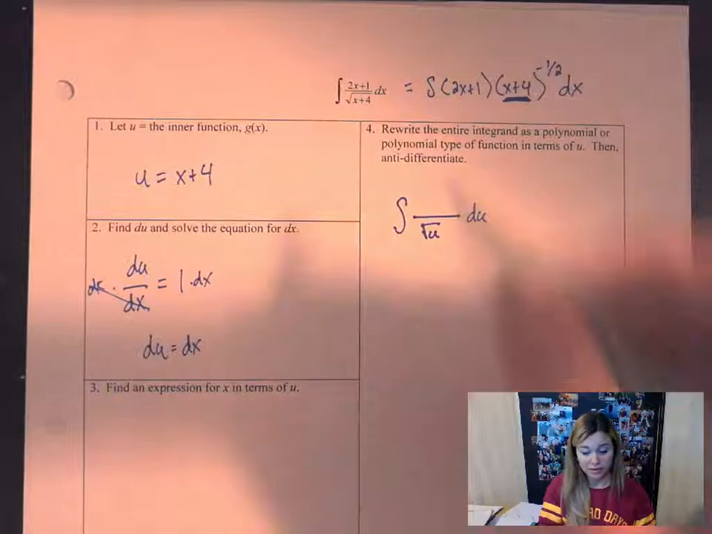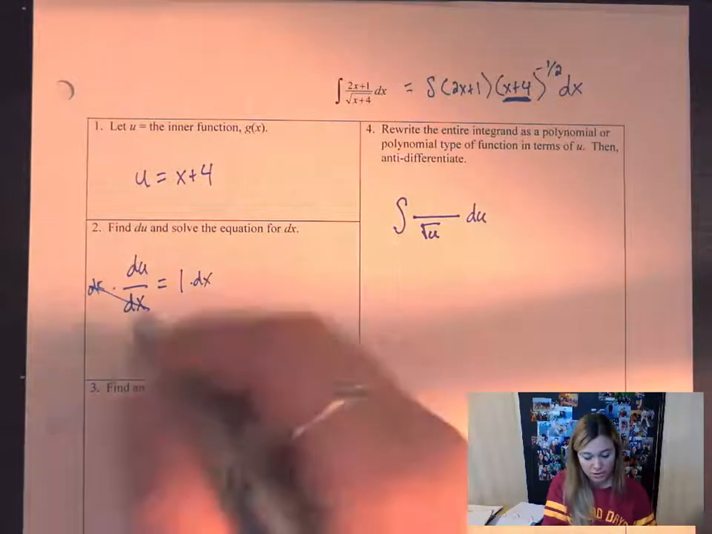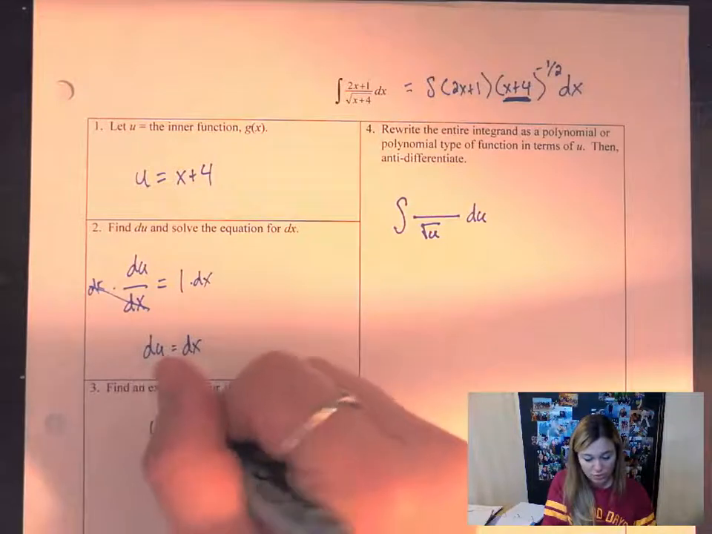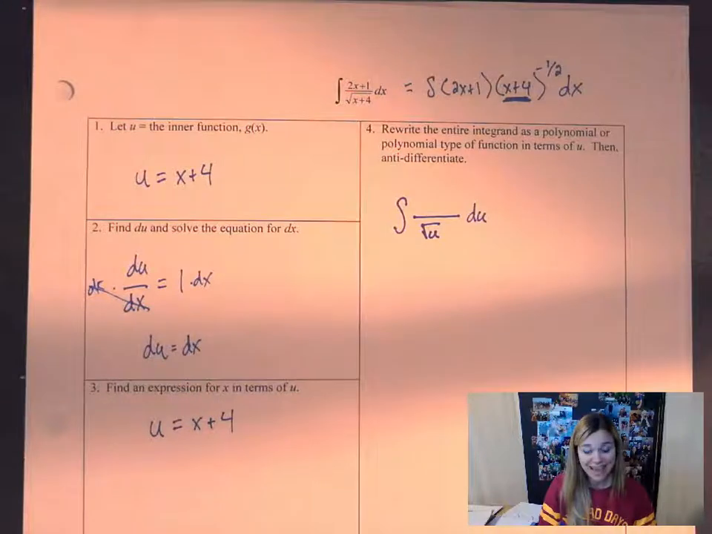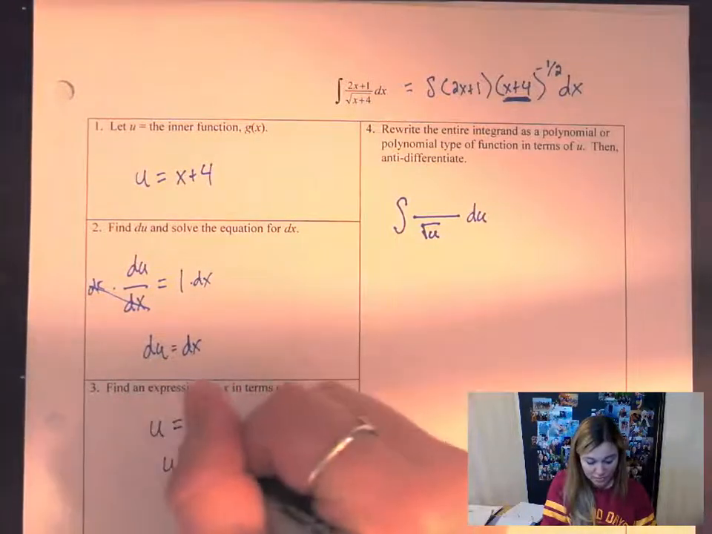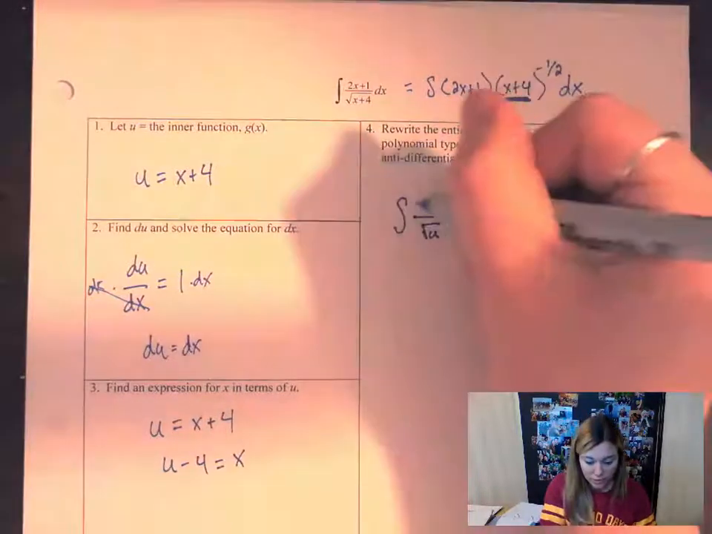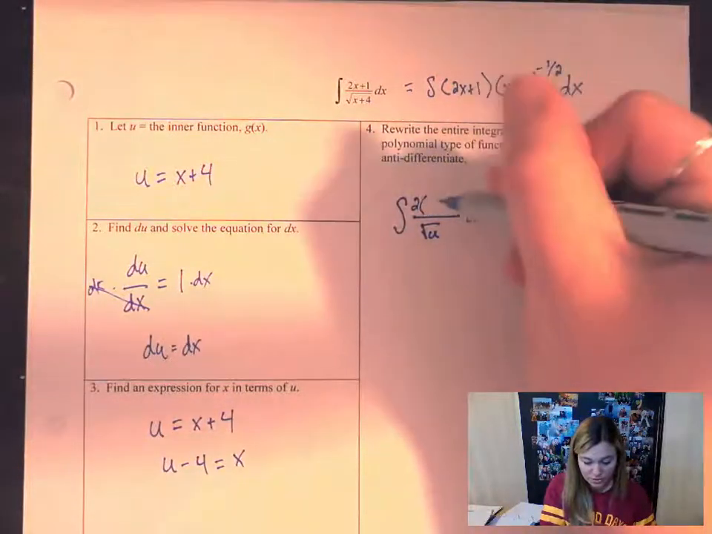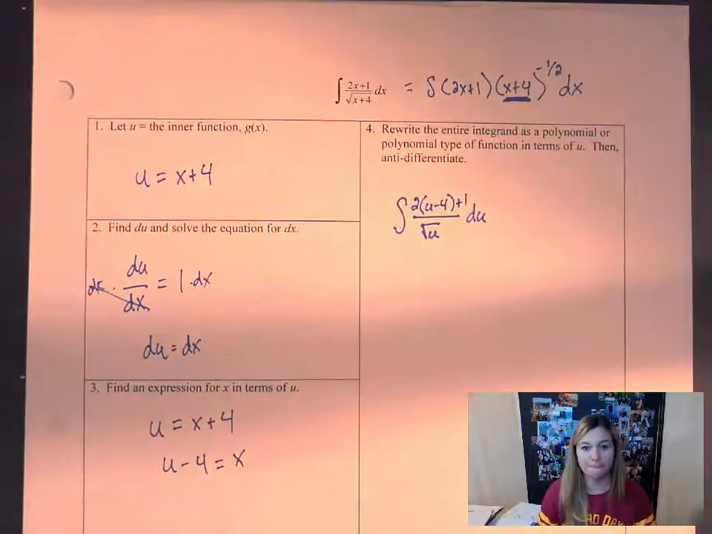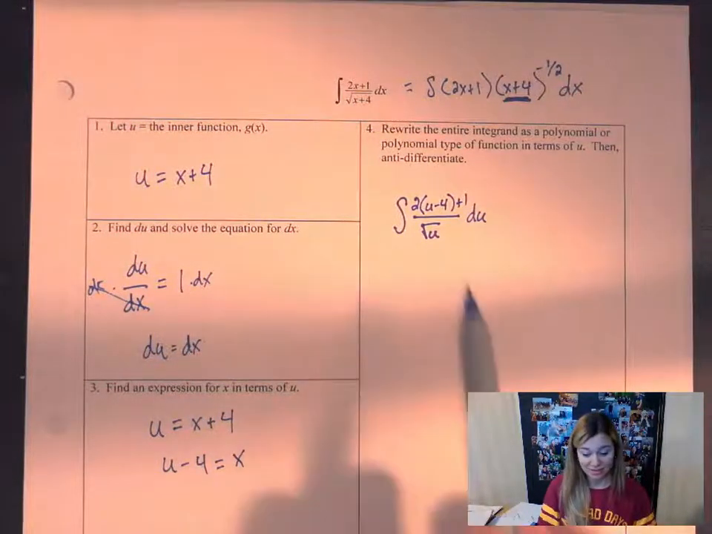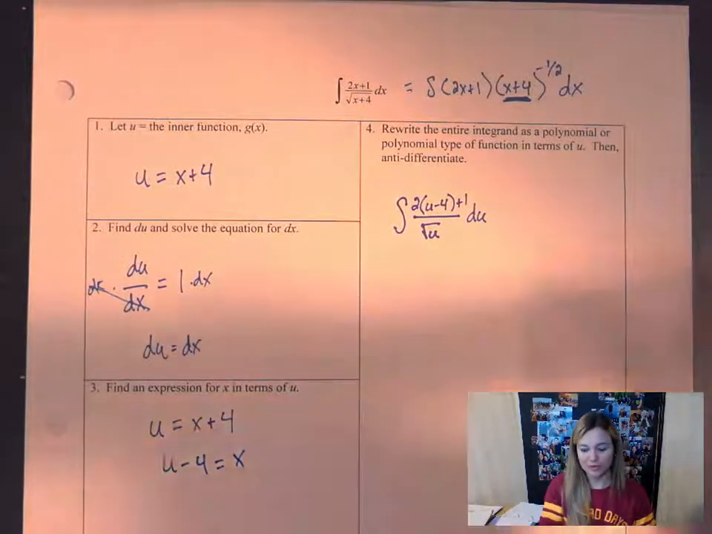One more problem. I've got 2x plus 1, and I want this in terms of u instead. Well, I know u is equal to x plus 4. That means x would be u minus 4. So if I'm going up here, I've got 2 times the quantity u minus 4 plus 1. And you might be thinking, I still can't take the derivative of that. But there's a little bit more we can do with this.